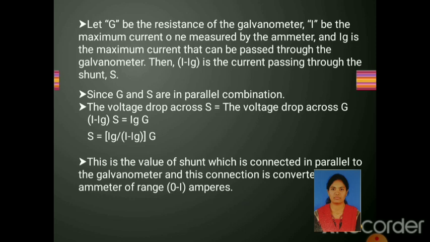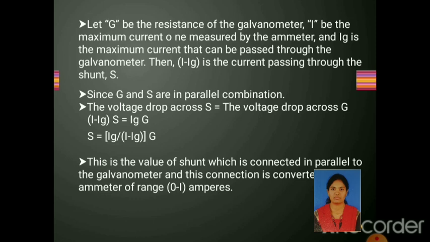minus Ig. Since G and S, galvanometer and shunt, are in parallel combination, the voltage drop across shunt is equal to the voltage drop across galvanometer. Voltage drop is nothing but resistance into current. So (I minus Ig) into S is equal to Ig into G. Now using this, the shunt resistance S is given by Ig by (I minus Ig) into G.